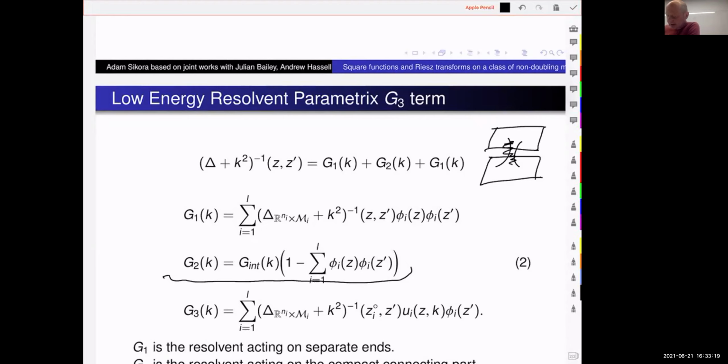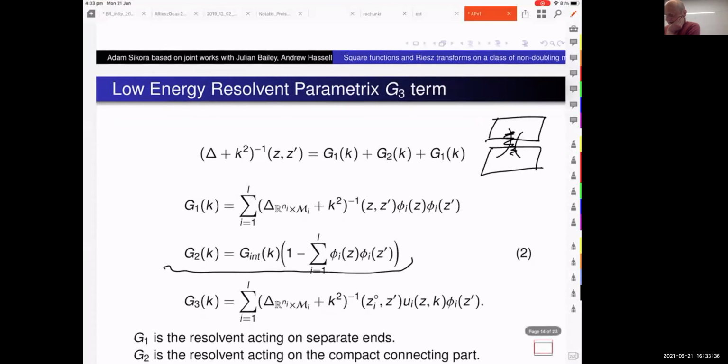So that doesn't really play any significant role in the estimates. Locally, it behaves like a Riesz transform or square functions on Rn, so that doesn't produce any problems here. And now we've got this part G1.